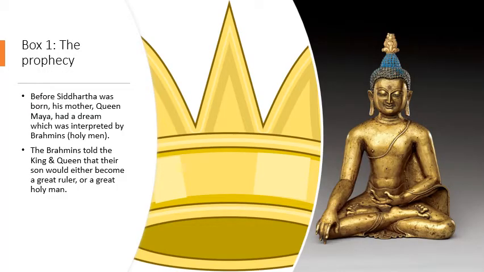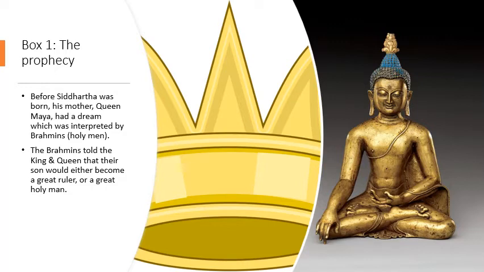So box number 1 actually starts before Siddhartha was born. So before he was born, his mother, who was called Queen Maya, had a dream. Now this dream was really fascinating, and she knew, and the king knew, that it was so interesting that it had to be interpreted. It must have meant something. And it was interpreted by local Brahmins, which are holy men.